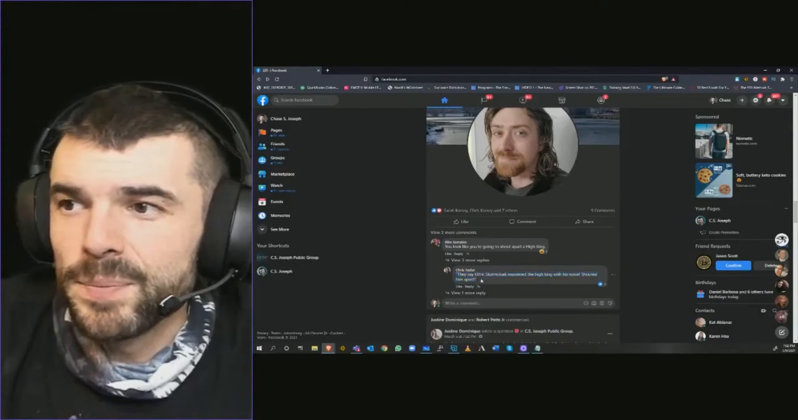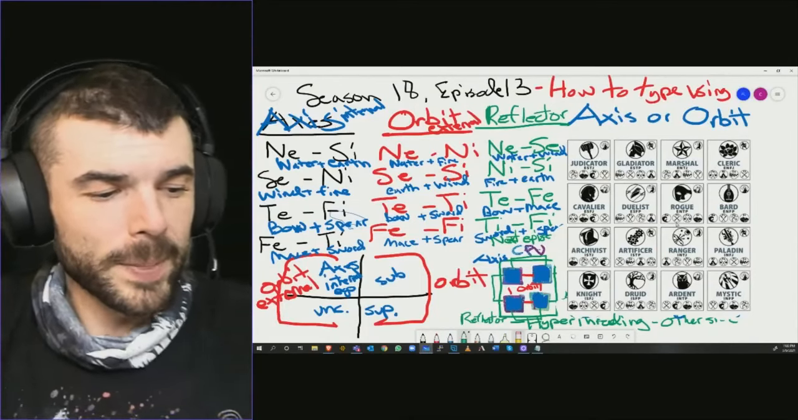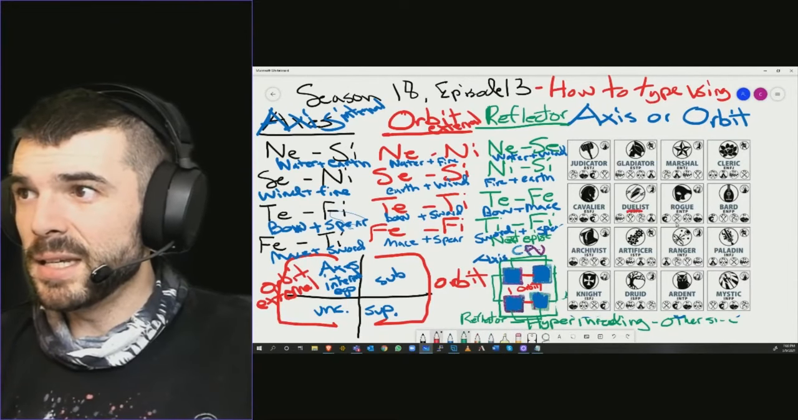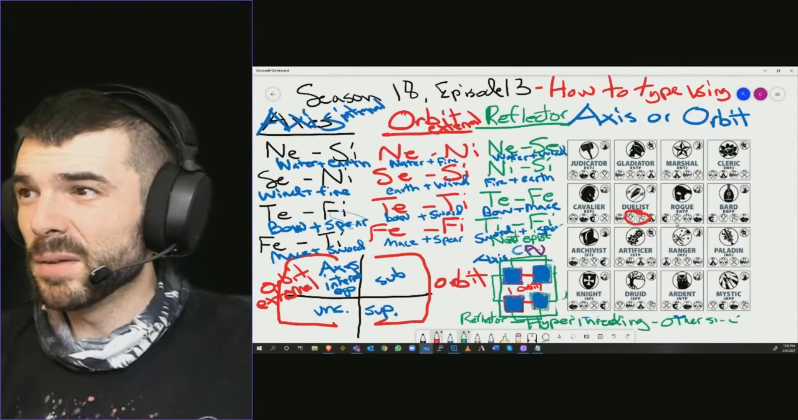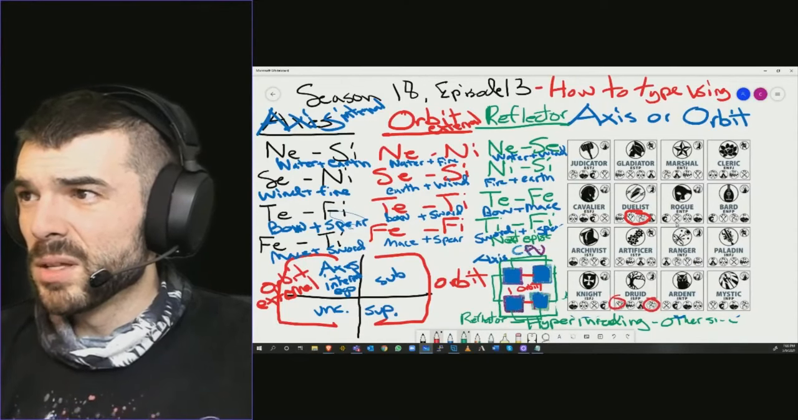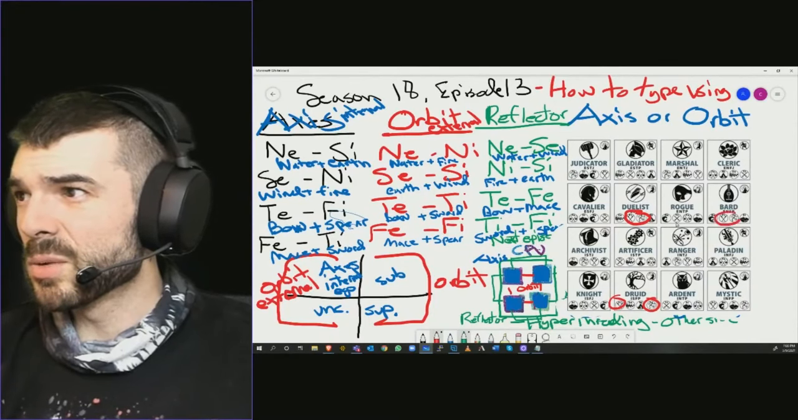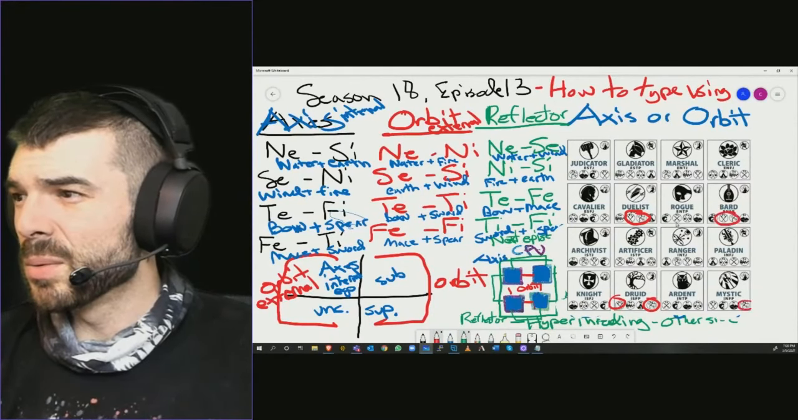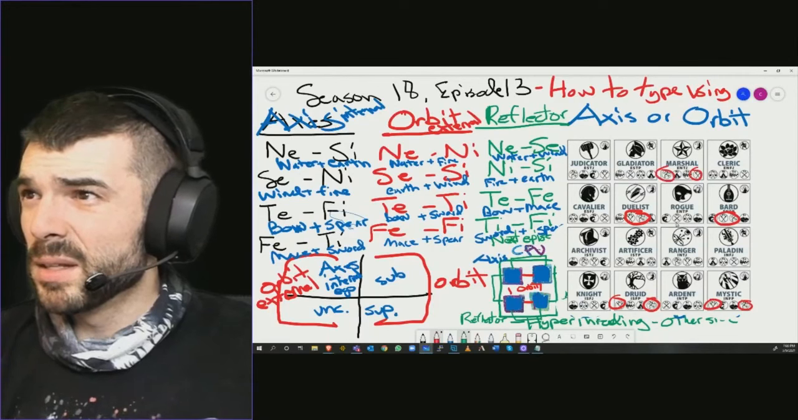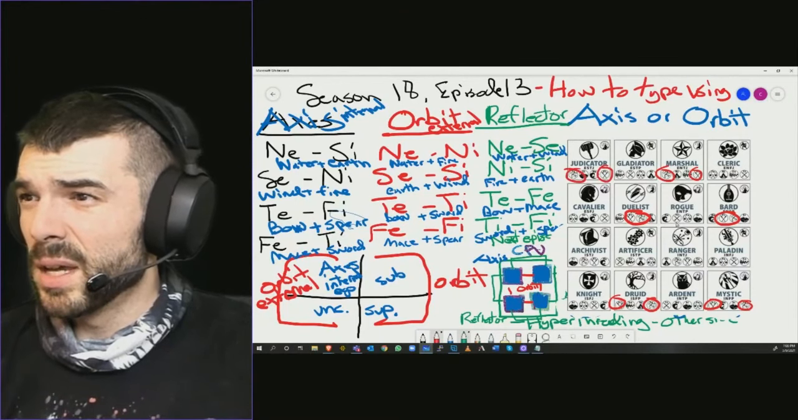So if you see something like this on social media, you can automatically go back to the type grid and say, okay, I already know by default that I'm looking at a TEFI user. Here's another TEFI. So TEFI is in those two types, in that type there, also right here, and then right here and here. Cool. 1, 2, 3, 4, 5, 6. And then 7.